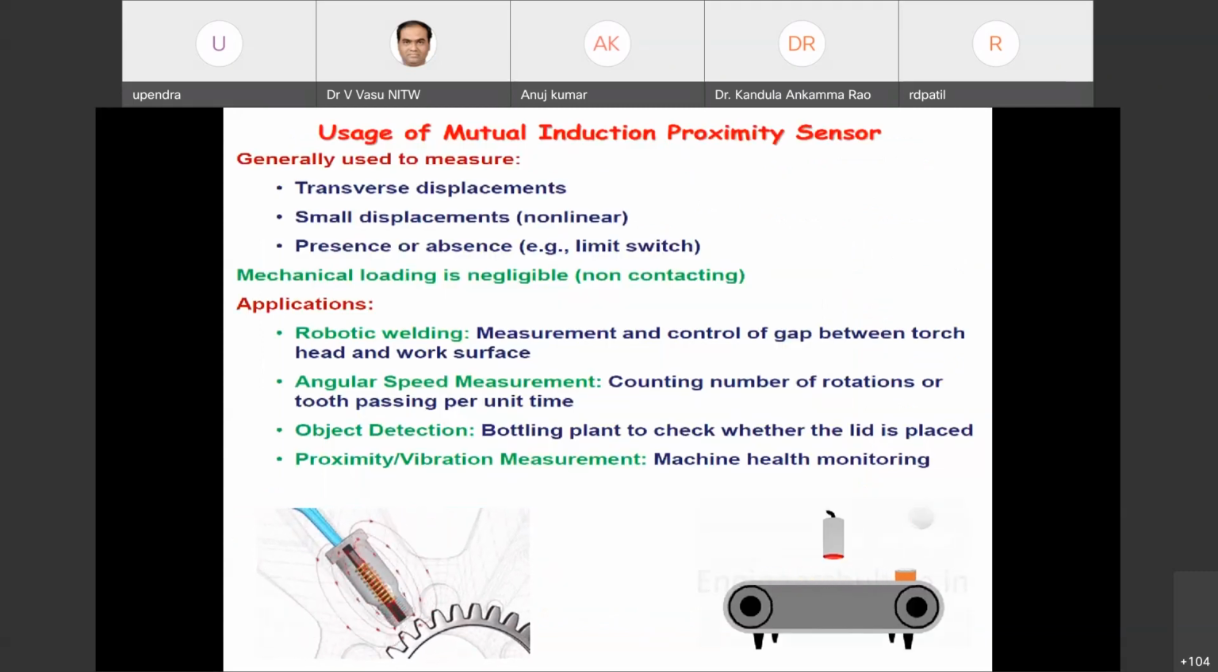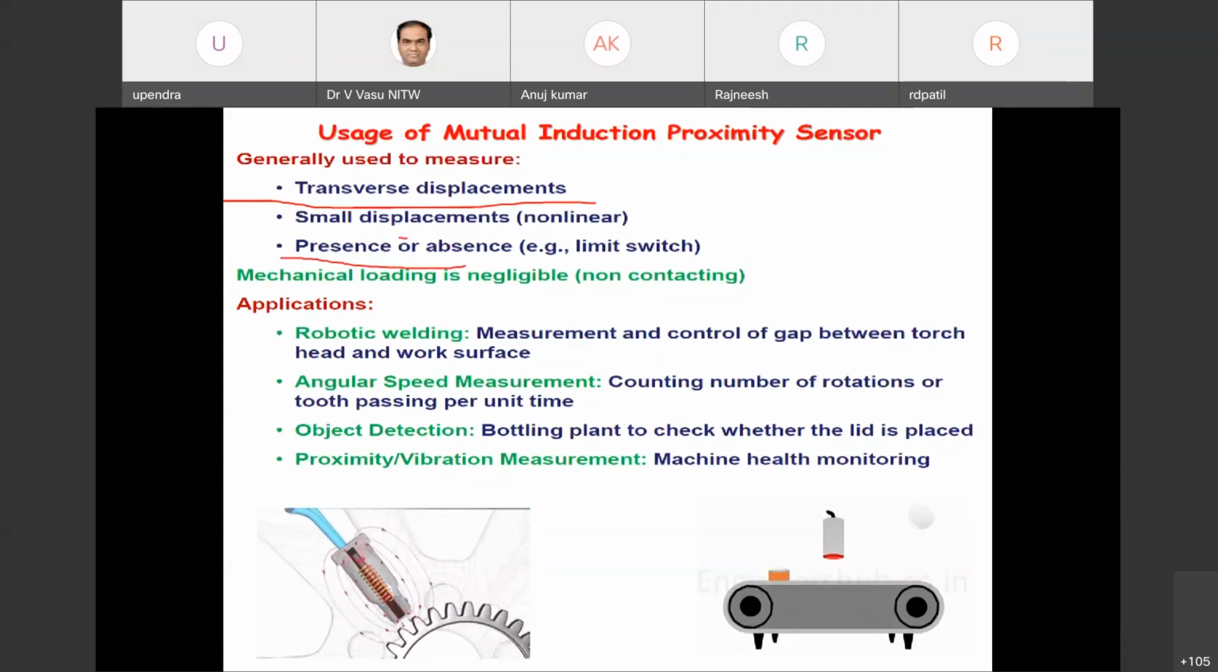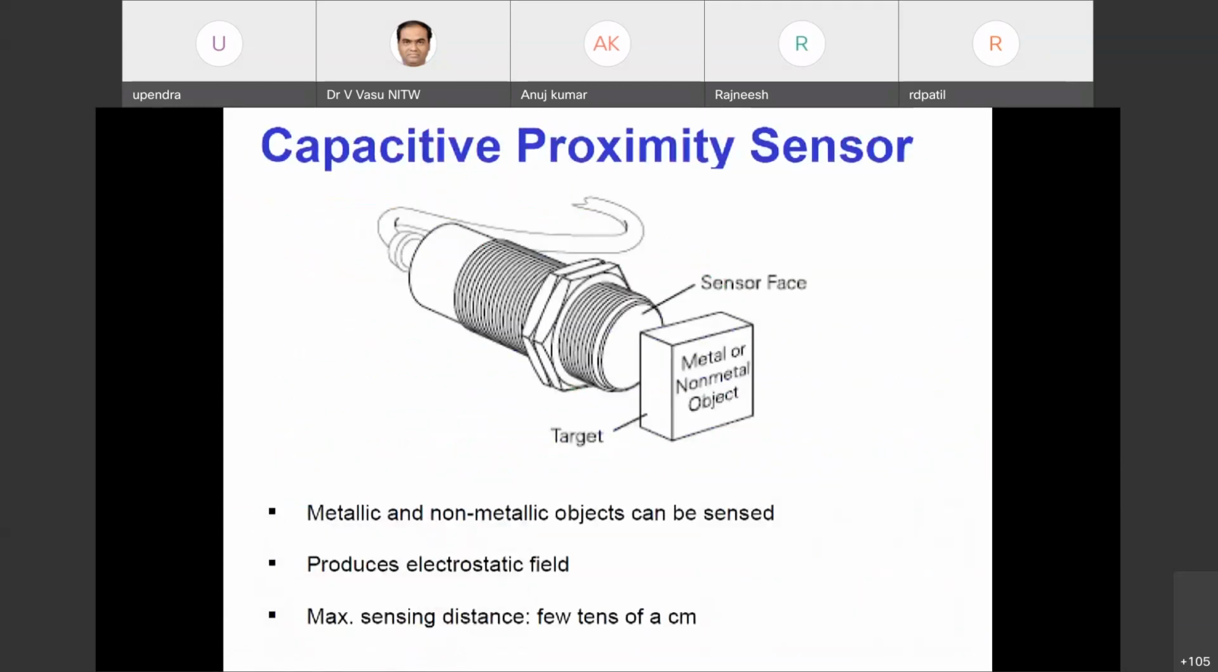Okay, so next, this is mainly used for measurement of transverse displacement, small displacement or non-linear displacement. At the same time, it can be used as an absence or limit switch also. So here we can identify whether the object is present or not by using the limit switch principle. At the same time, you can measure the gear tooth profile, which is a non-linear displacement, by using these inductive sensors.